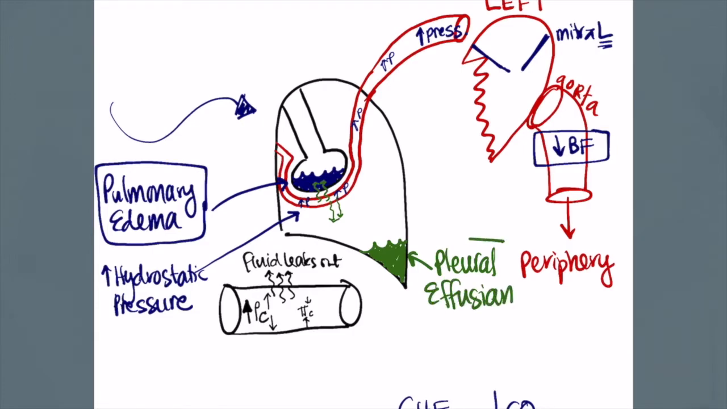And I made it green only for you to be able to see it in the picture. But these would both be made of the same type of fluid. Pulmonary edema and the pleural effusion, in this case, would both be transudative edemas. Transudative fluid would be low protein because the only thing we changed was the hydrostatic pressure in the vessels.